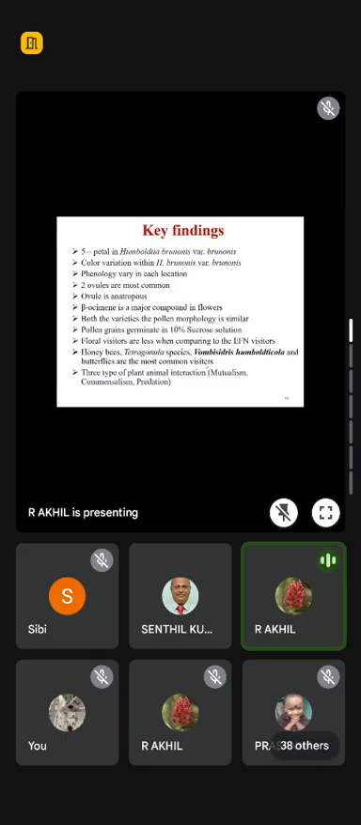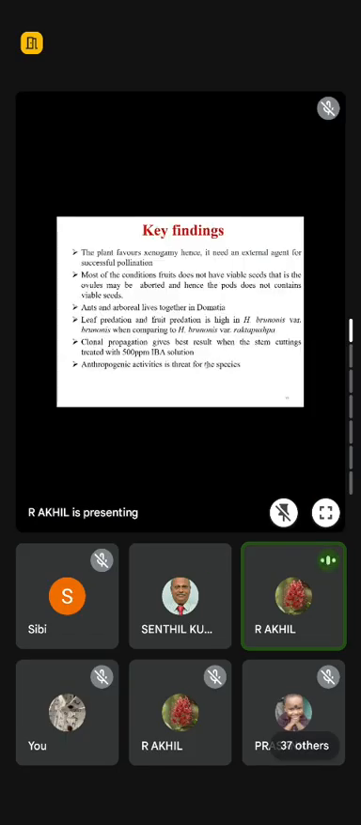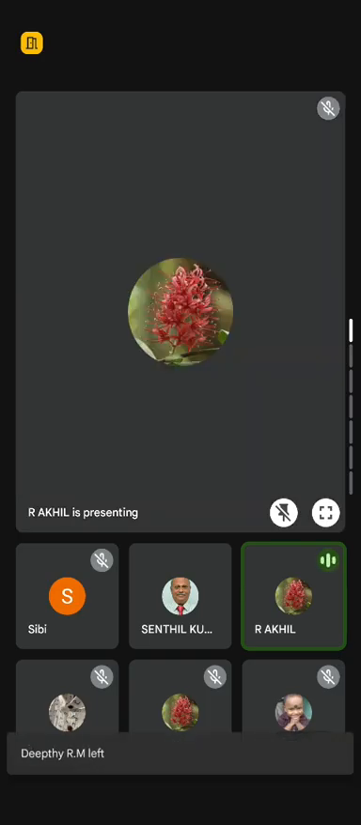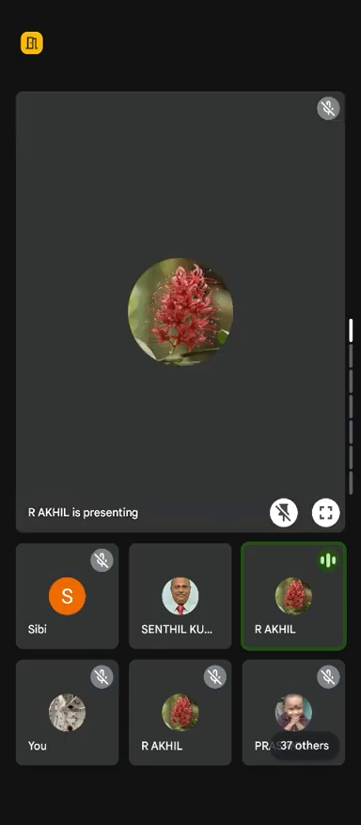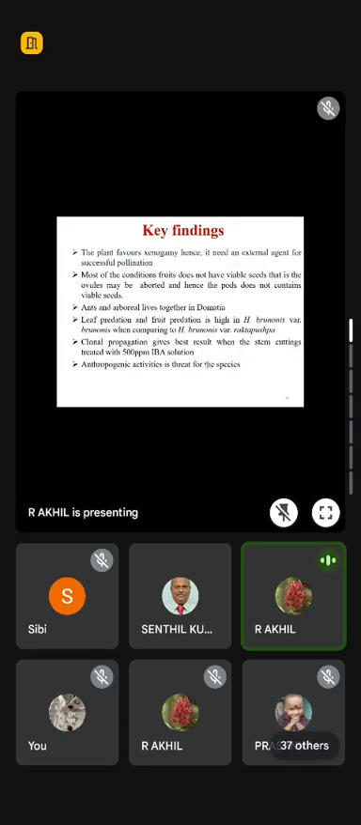When the plant shows xenogamy, it needs an external agent for successful pollination. In most conditions, the fruits do not have viable seeds. That is, the ovule may be aborted, and hence the pods do not contain viable seeds. Arboreal and terrestrial ants are both present on the plant. Leaf predation and fruit predation are high in Humboldtia brunonis variety brunonis when compared to variety rectapushpa. Clonal propagation gives the best result when the stem cutting is treated with 500 ppm IBA solution.